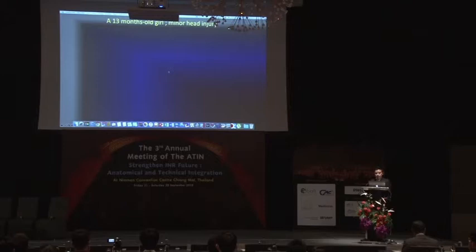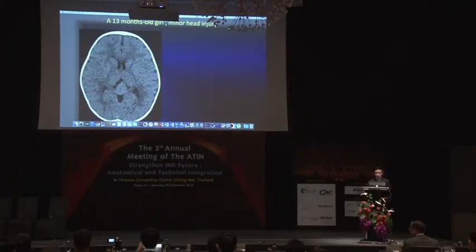The next case, a 13-month-old girl presented with minor head injury. So the patient had a CT scan in a private hospital. You don't see intracranial hematoma, right? And anything else in this CT scan?